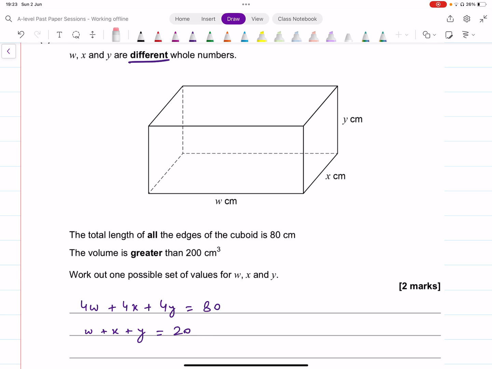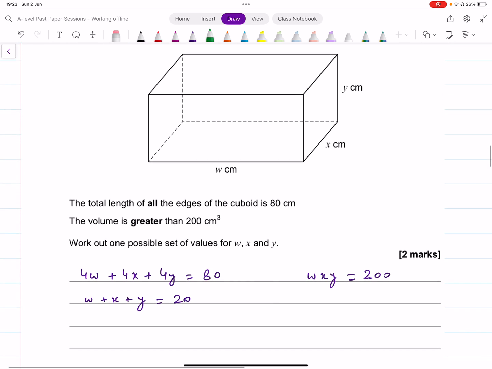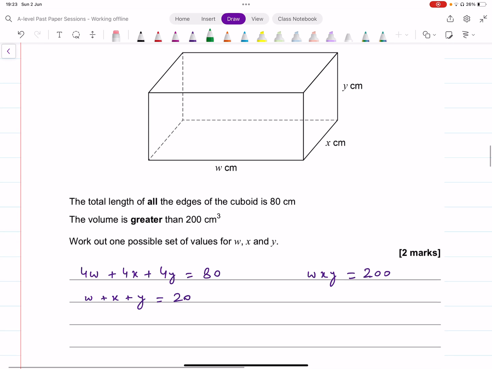Now the volume of this cuboid has to be greater than 200. What we need to do is work out one possible set of values for W, X, and Y. Now, how do you find the volume of a cuboid? You say W into X into Y, their product. You can't find the exact values. There's no unique answer for this. There could be multiple possibilities. You just need to write one possible set of values. So think of 3 different numbers that add up to 20, and when they multiply, their product is greater than 200.